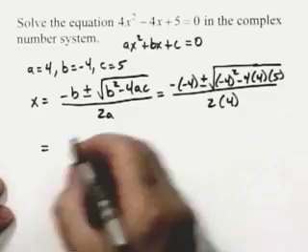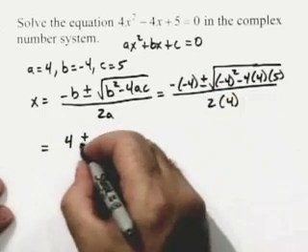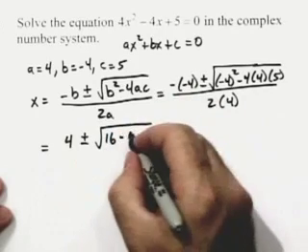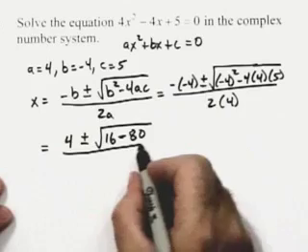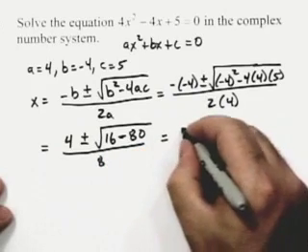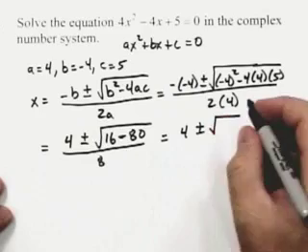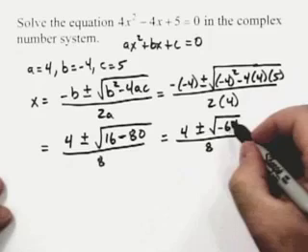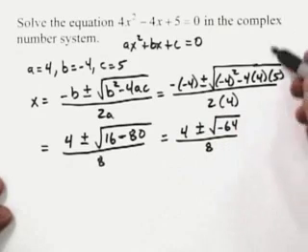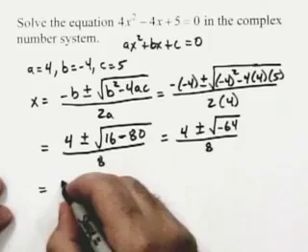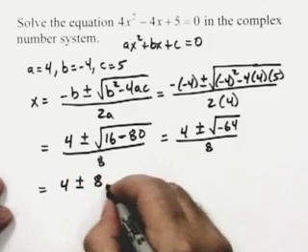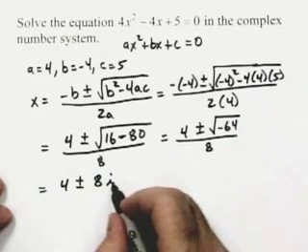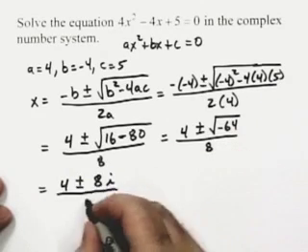I'll clean that up. We'll get a positive 4 plus or minus the square root of 16 minus 80, all divided by 8. We'll have 4 plus or minus the square root of negative 64 divided by 8. Now we can simplify this radical because we're dealing with a complex number system. We'll have 4 plus or minus 8i. The square root of 64 is 8. The square root of negative 1 is the imaginary unit i. All of that divided by 8.